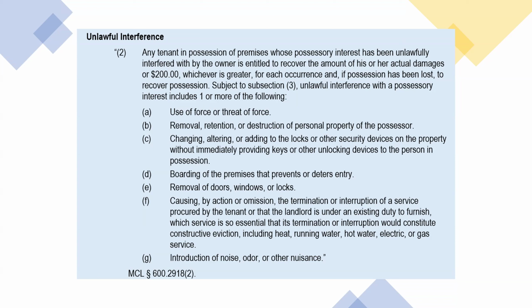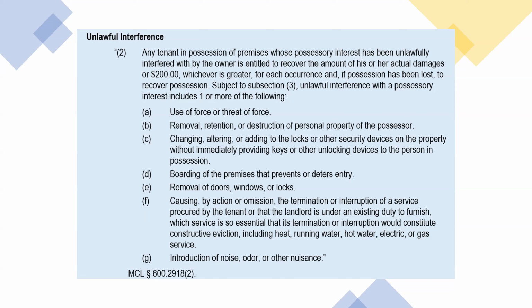It can involve removal, retention, or destruction of personal property of the tenant, changing, altering, or adding to the locks or other security devices on the property without immediately providing keys or unlocking devices to the tenant or person in possession, boarding the premises that prevents or deters entry, removing doors, windows, or locks. And there was a situation where, for example, a landlord took the front door off and just left it open to get the tenant to move out.